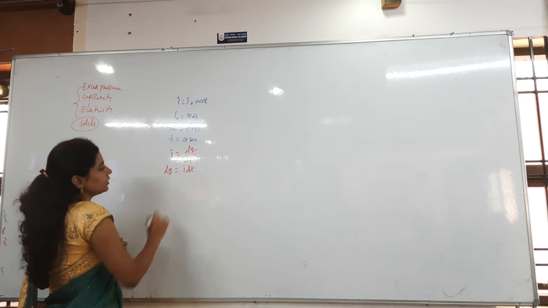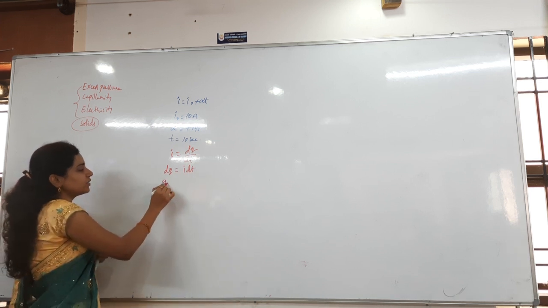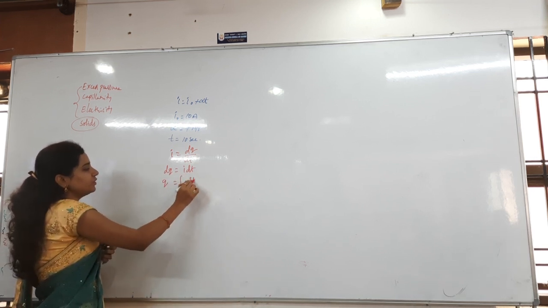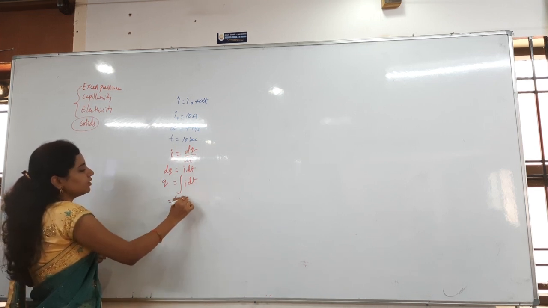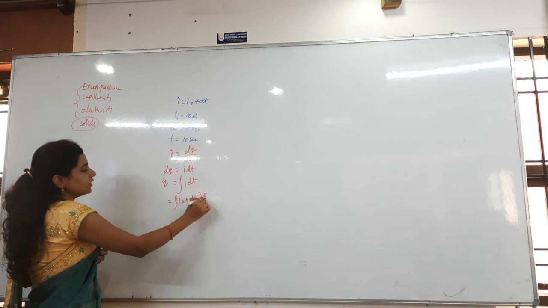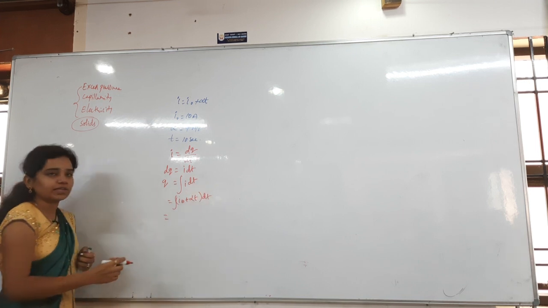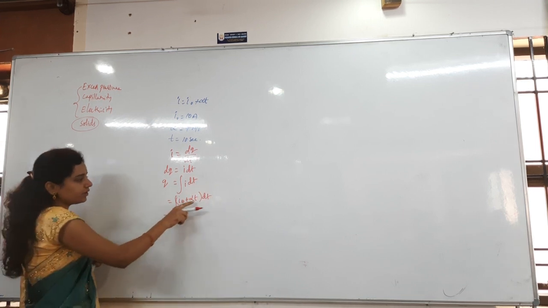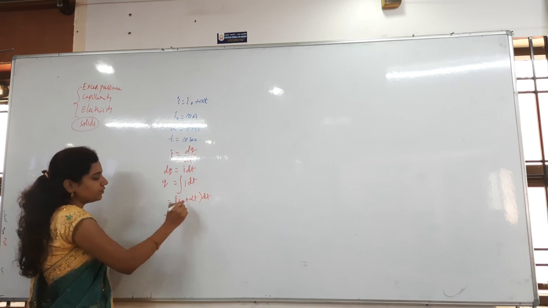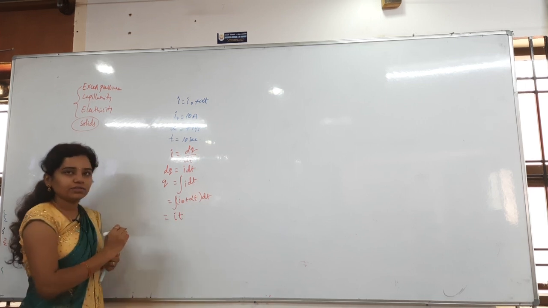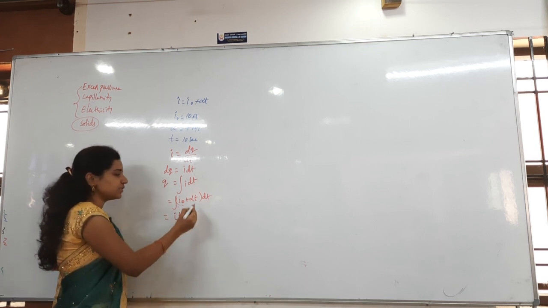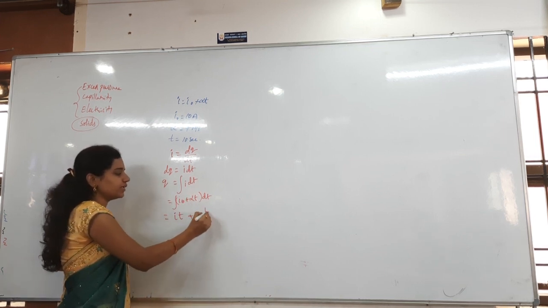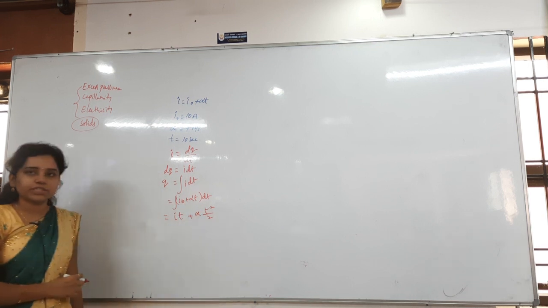Now I want to find out the charge, so q is equals to integration of I into dt. The I value I have given is I naught plus alpha t into dt. Don't substitute the values now, only later on we can substitute. The integration of I naught into dt will be I naught t. Integral dt is t only, right? Then plus alpha is constant. What will you get here? t square by 2. That is what we will get.